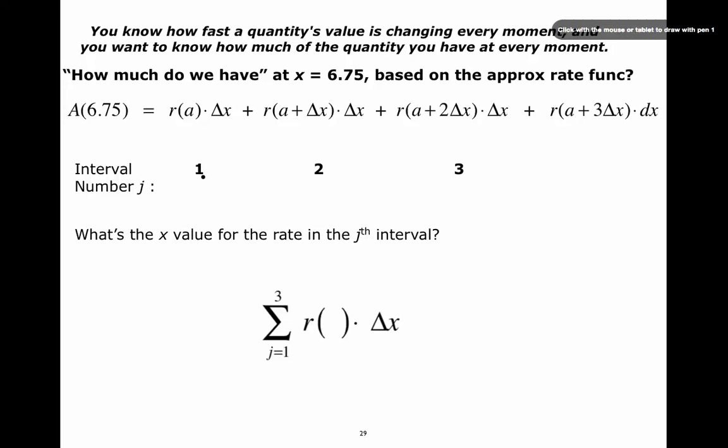So if j is 1, you're looking at that. When j is 2, you're looking at this. And when j is 3, you're looking at this. Given a j value, what do you plug in to the rate function to get the correct constant rate for that interval? See if you can figure it out with the person next to you. What's going to be the formula using J that we're going to put in there?